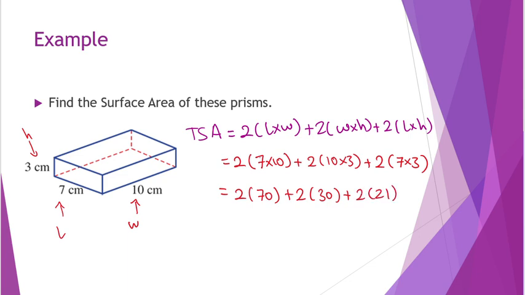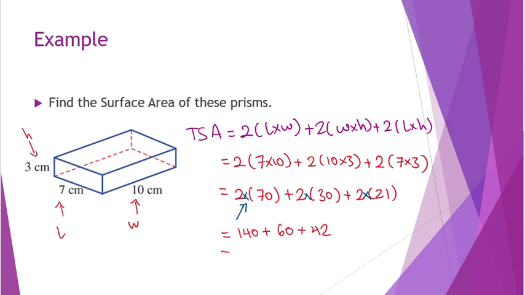Now you might be confused as to what happens here. Over here you don't see an operation, right? But there's technically an invisible times right here in the blue, okay? So this technically means 2 times 70 now. So 2 times 70 is just 140, 2 times 30 is 60, and 2 times 21 is 42.